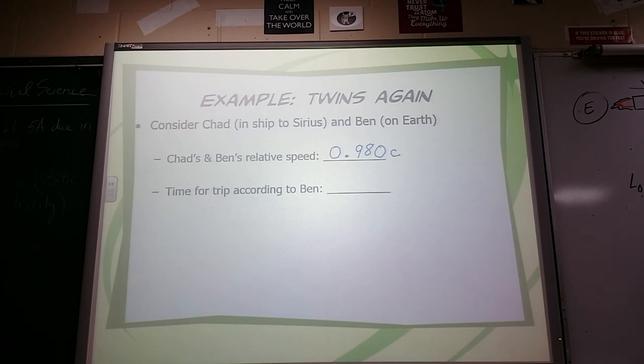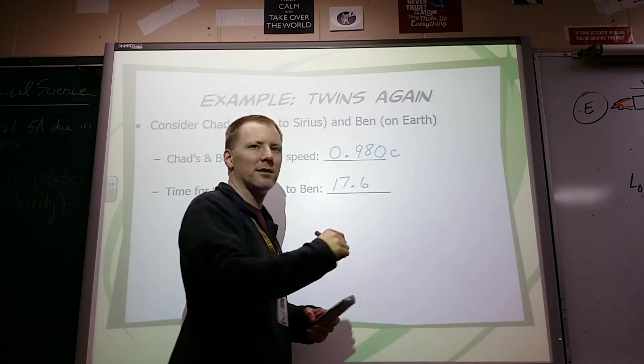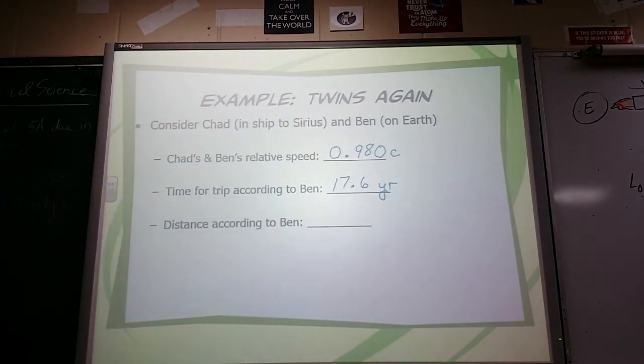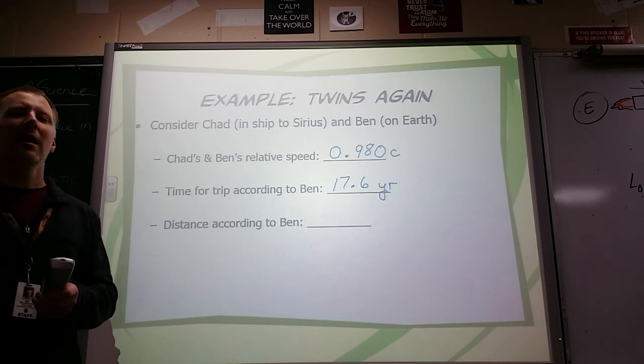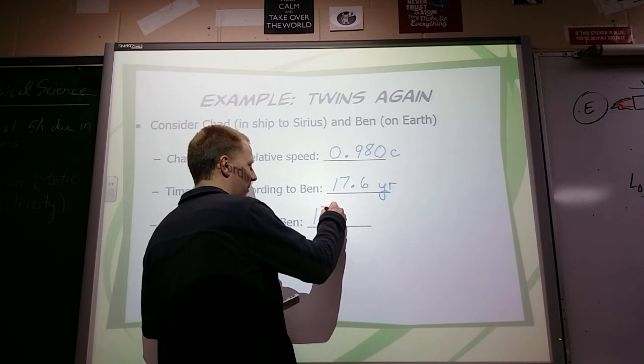How long did it take for the trip according to Ben? Flip back. I think it was 17.6. That sounds right. It's either 0.6 or... Yep, 0.6. Okay. Now, let's figure out what Ben, on Earth, measured. How far of a distance did he measure to Sirius? It was like 8.64. So double that, and we had the 17.3 light years, because if we look at the round trip, that's the 17.3.